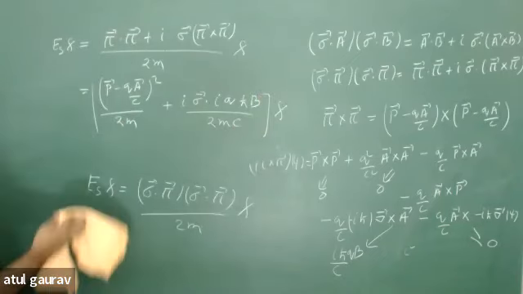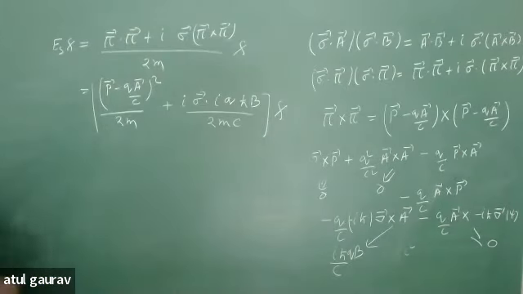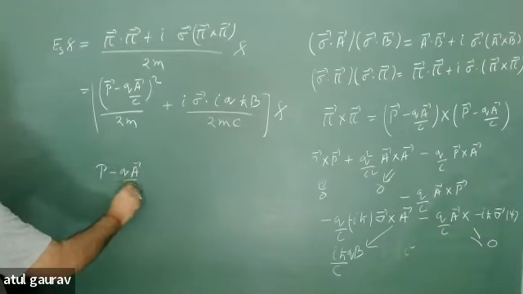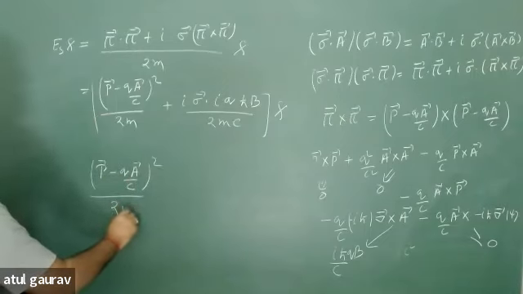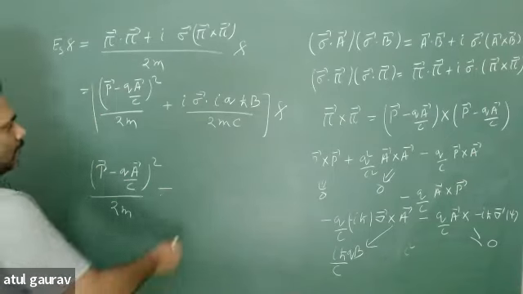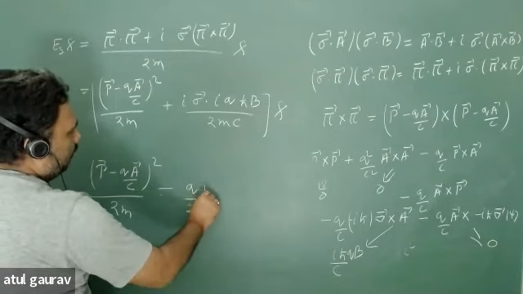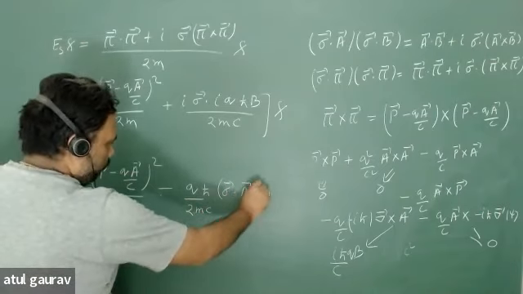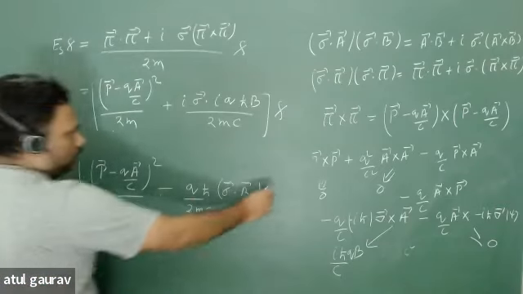Now look at what you will get here. So here we have (p minus qA upon c) whole square by 2m plus, or that thing is actually minus, q upon 2mc h bar sigma dot B. Yes? Can we write this? Yes, sir.